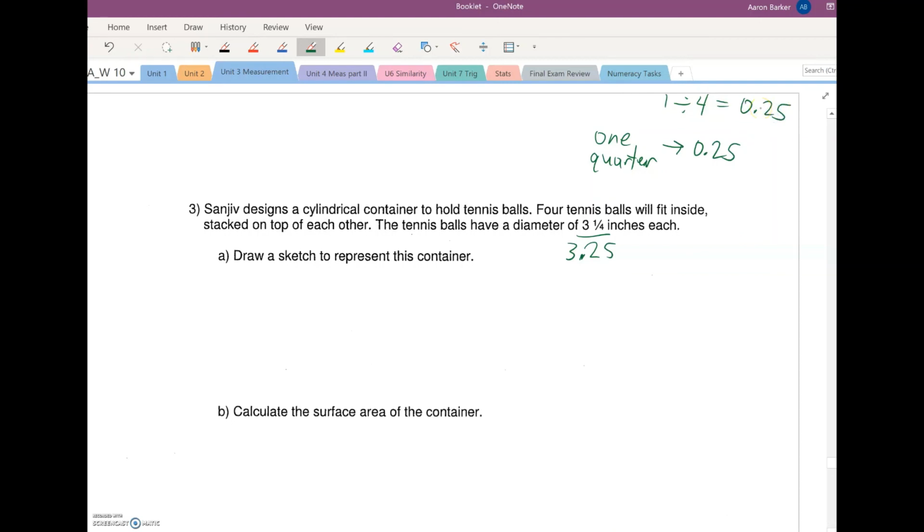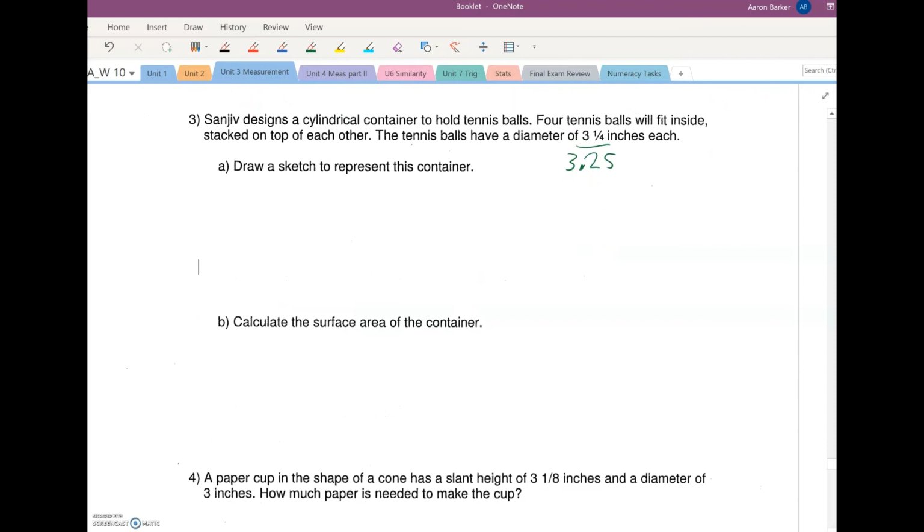Okay. So draw a sketch, draw it sideways or whatever you want to draw it there. So the surface area of the container, you'll use the formula. Surface area equals 2 pi r squared plus 2 pi rh. And the trick is that it's 4 tennis balls. Okay, so it's 4 tennis balls. So the height equals 4 times 3.25. That's the trick.